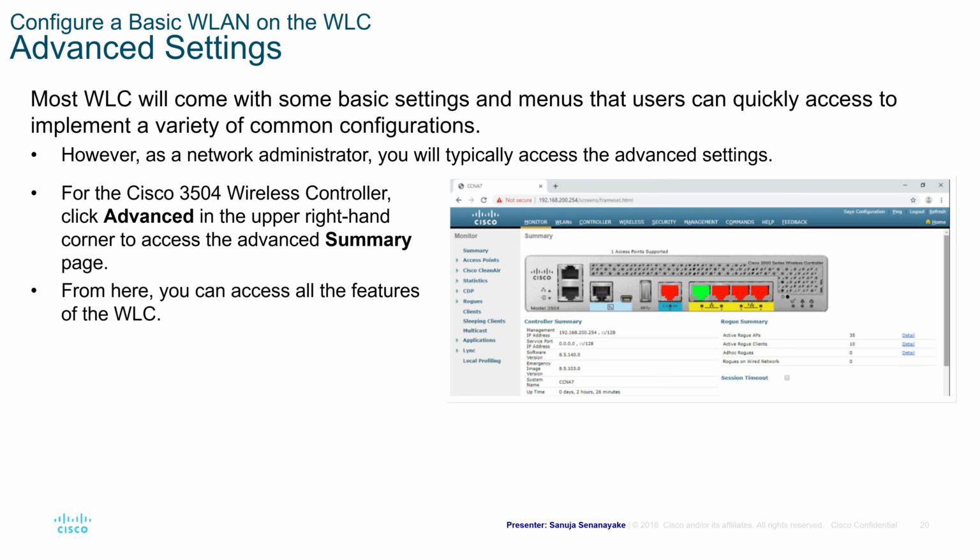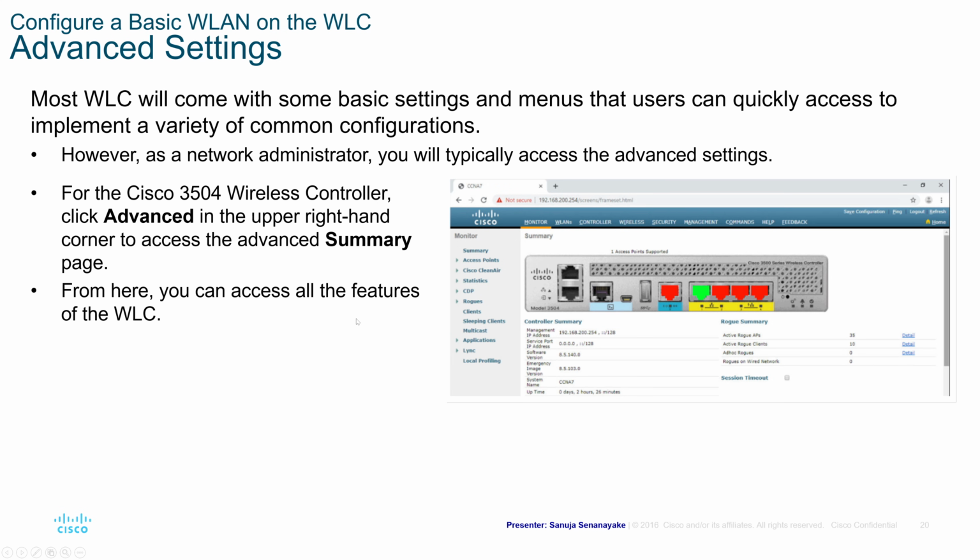For the Cisco 3504 wireless controller, you can click Advanced in the upper right hand corner. You have the summary page after you click on that Advanced option. It's not showing how to get to the advanced options here, but you see the summary page of the advanced section.